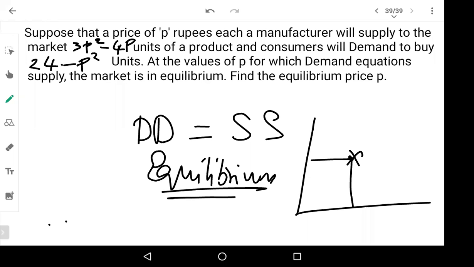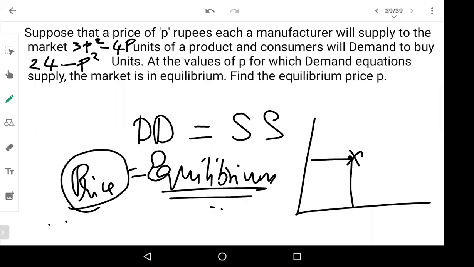That is called equilibrium. Now, equilibrium price: if you sell a product at that price of equilibrium, you will not make any profit, nor will you make any loss.